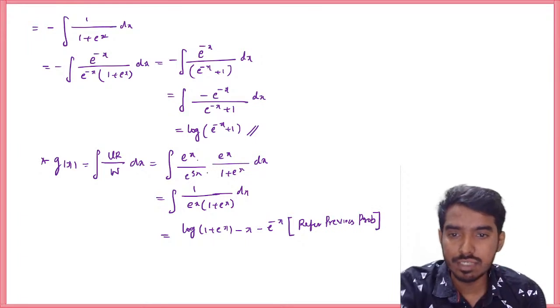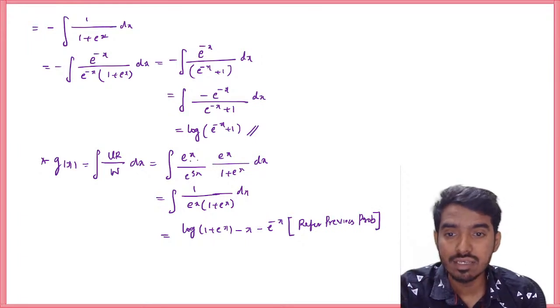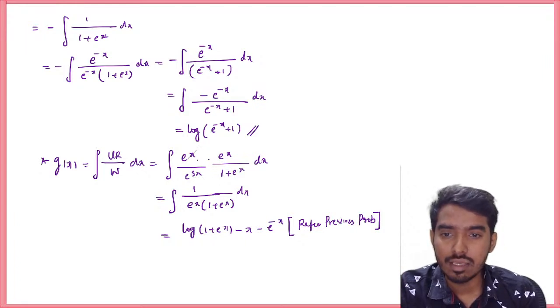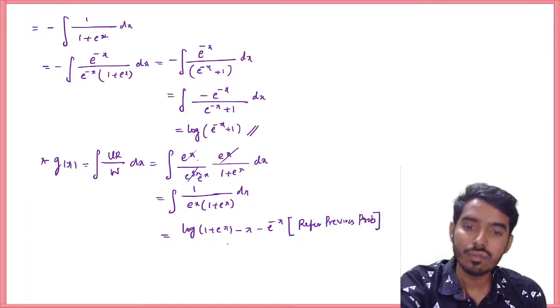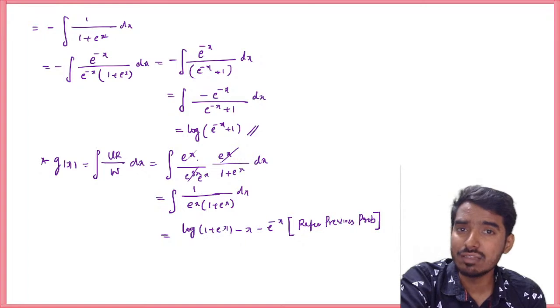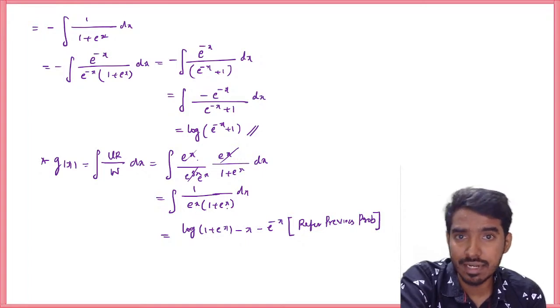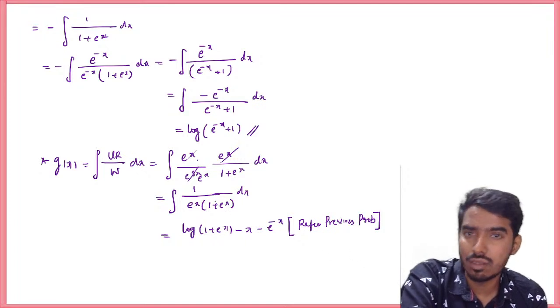See, we have e power x, e power x, e power 2x. Here we have e power 3x, so we will have 1 e power x here. Okay. We already solved this. We already know the answer for this, right? Put e power x is equal to z and do partial fraction. You will get the answer.